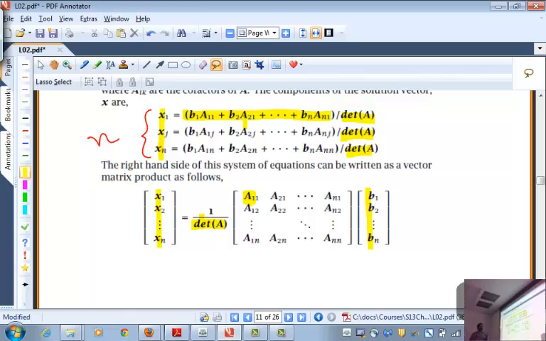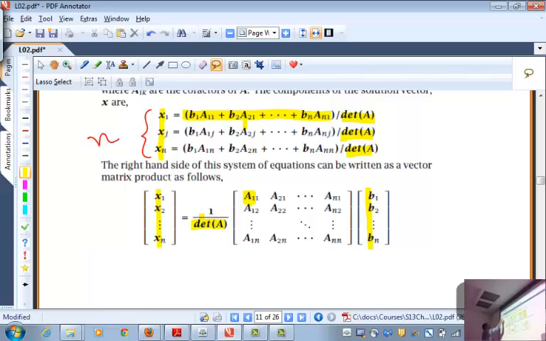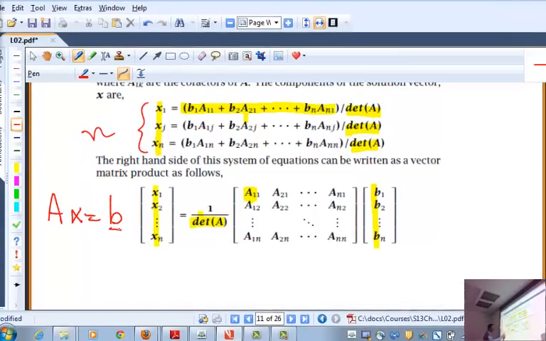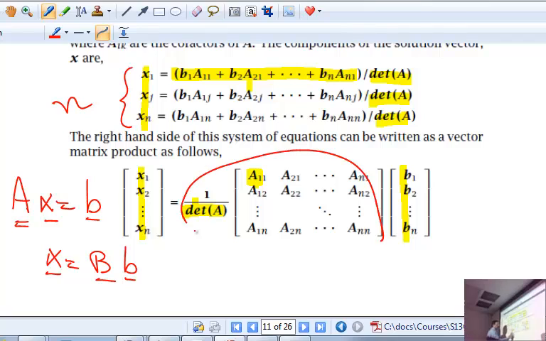So x is equal to something times b. What is that something? That is the inverse. Why is that the inverse? Because what we are doing is we are solving Ax equal to b, right? But what I have done here is I've written x equal to some matrix times that vector b. So this entire matrix that you see here, okay, is the A inverse.